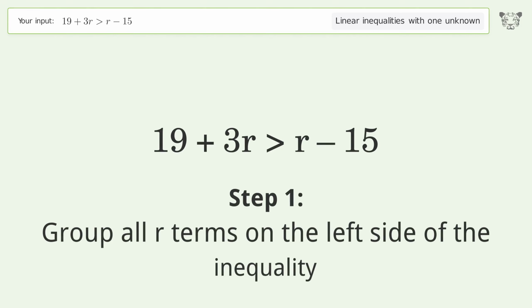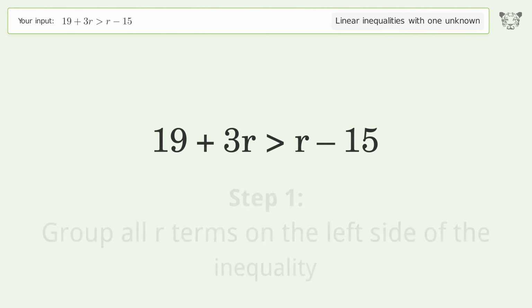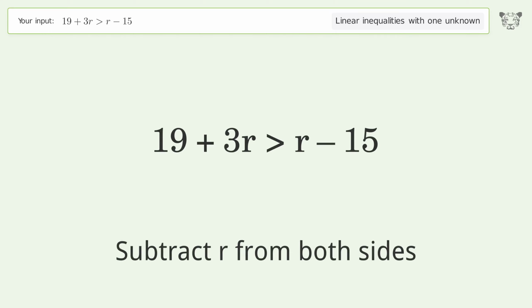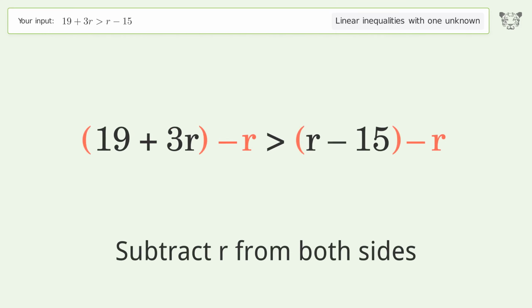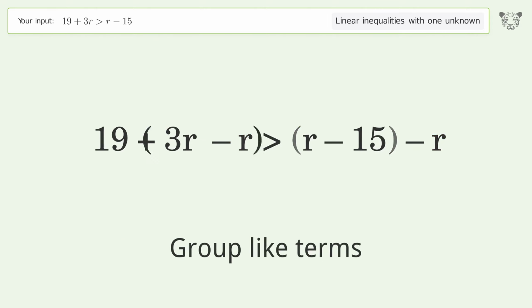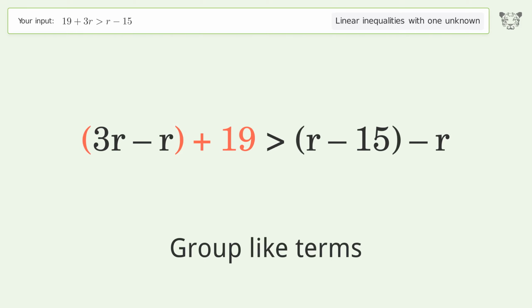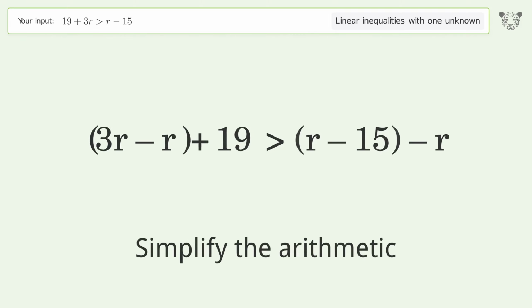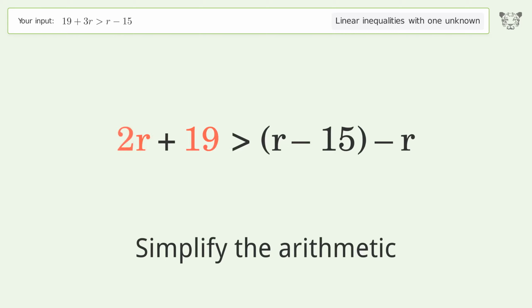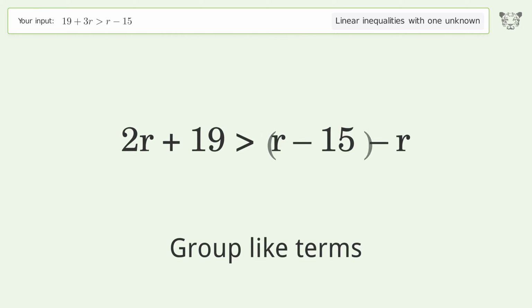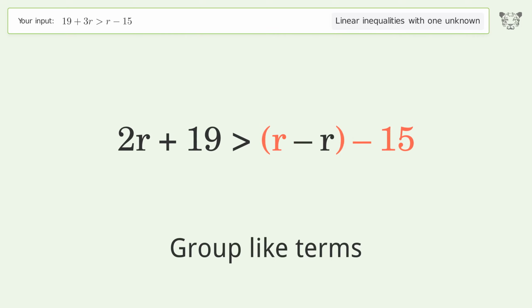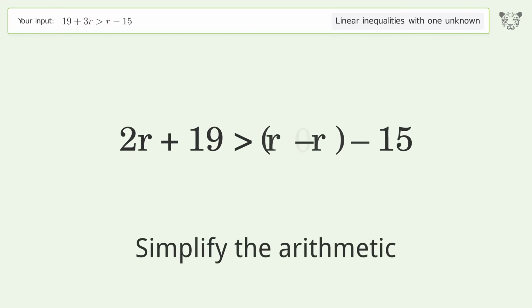Group all r terms on the left side of the inequality. Subtract r from both sides. Group like terms. Simplify the arithmetic. Group like terms. Simplify the arithmetic.